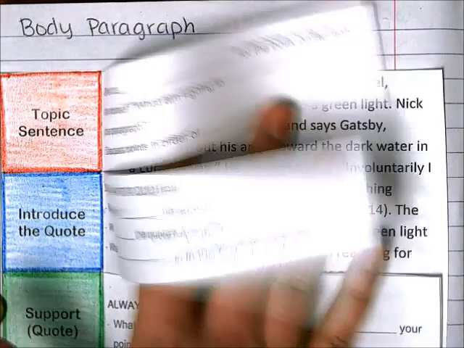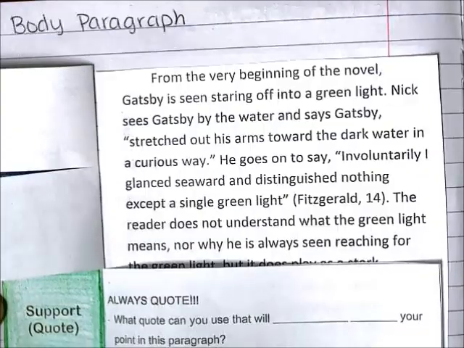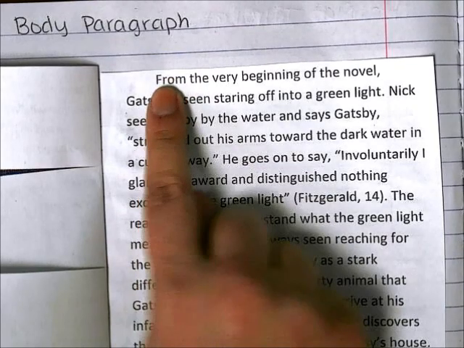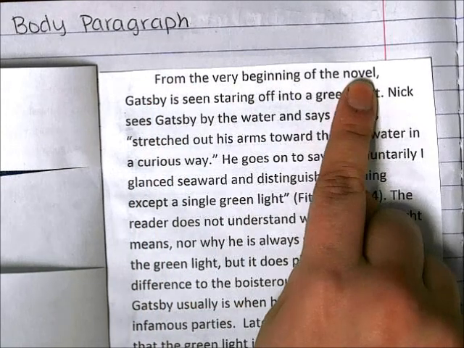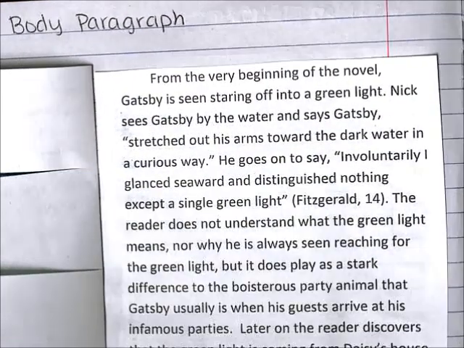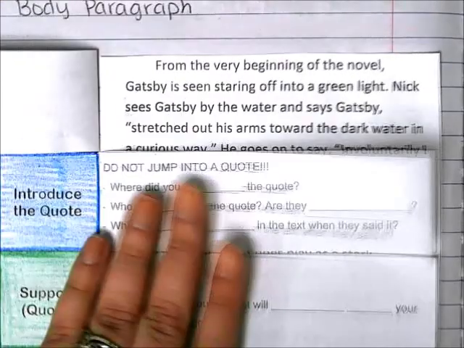So I went ahead and glued it in, and I did the same thing as I did with the hat mat page, which is I glued in the page that says from the very beginning of the novel, Gatsby is seen staring off into a green light. So you should glue that down so that the tabs fold over it.